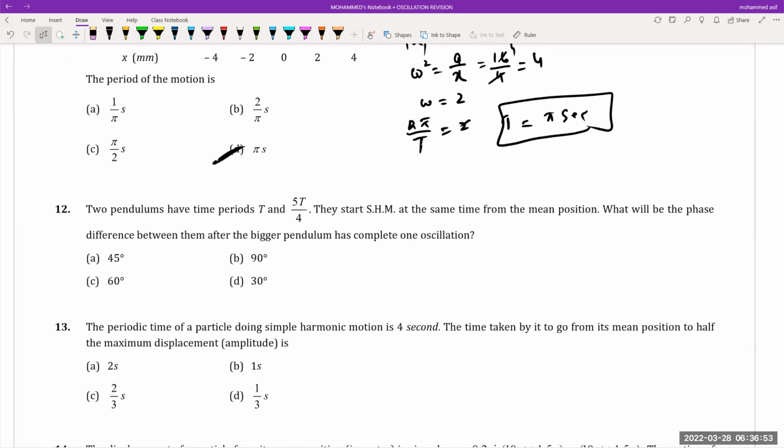Two pendulums have time periods T and 5T by 4. They start SHM at the same time from the mean position. What will be the phase difference between them after the bigger pendulum has completed one oscillation? There are two pendulums. The bigger pendulum, starting from the mean position, has time period 5T by 4. The other one is the smaller pendulum, with time period T.